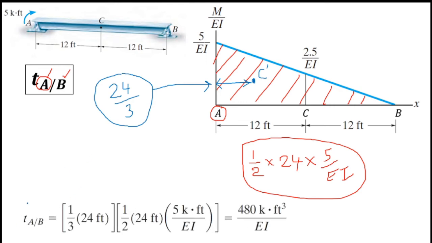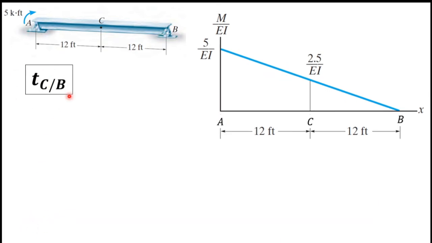So you can see the equation of TAB here. TAB equals 1/3 times 24 times 102.25 times 5. Here this is the distance to the centroid from A. This is the area of the triangle. So when you simplify it, you will have this is the TAB.